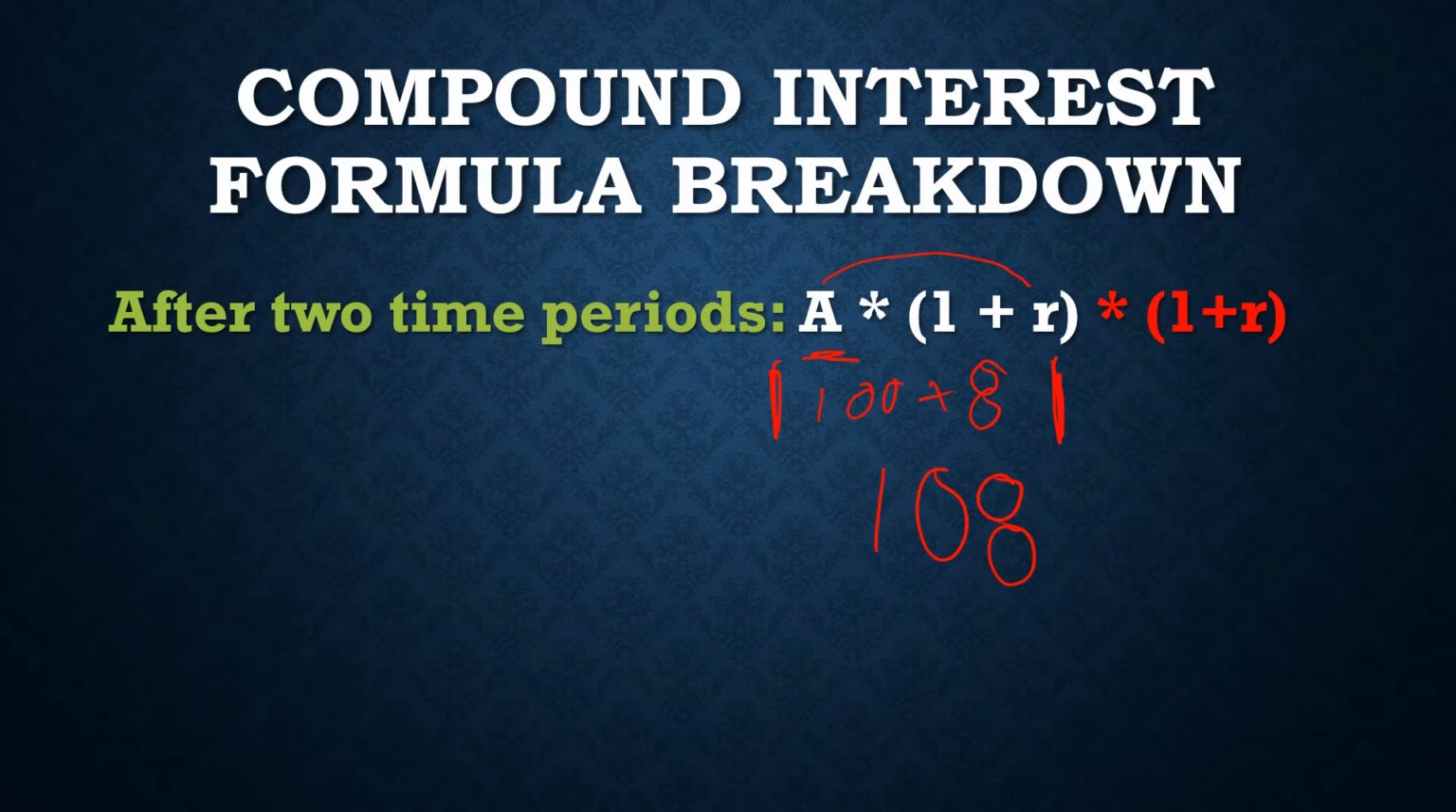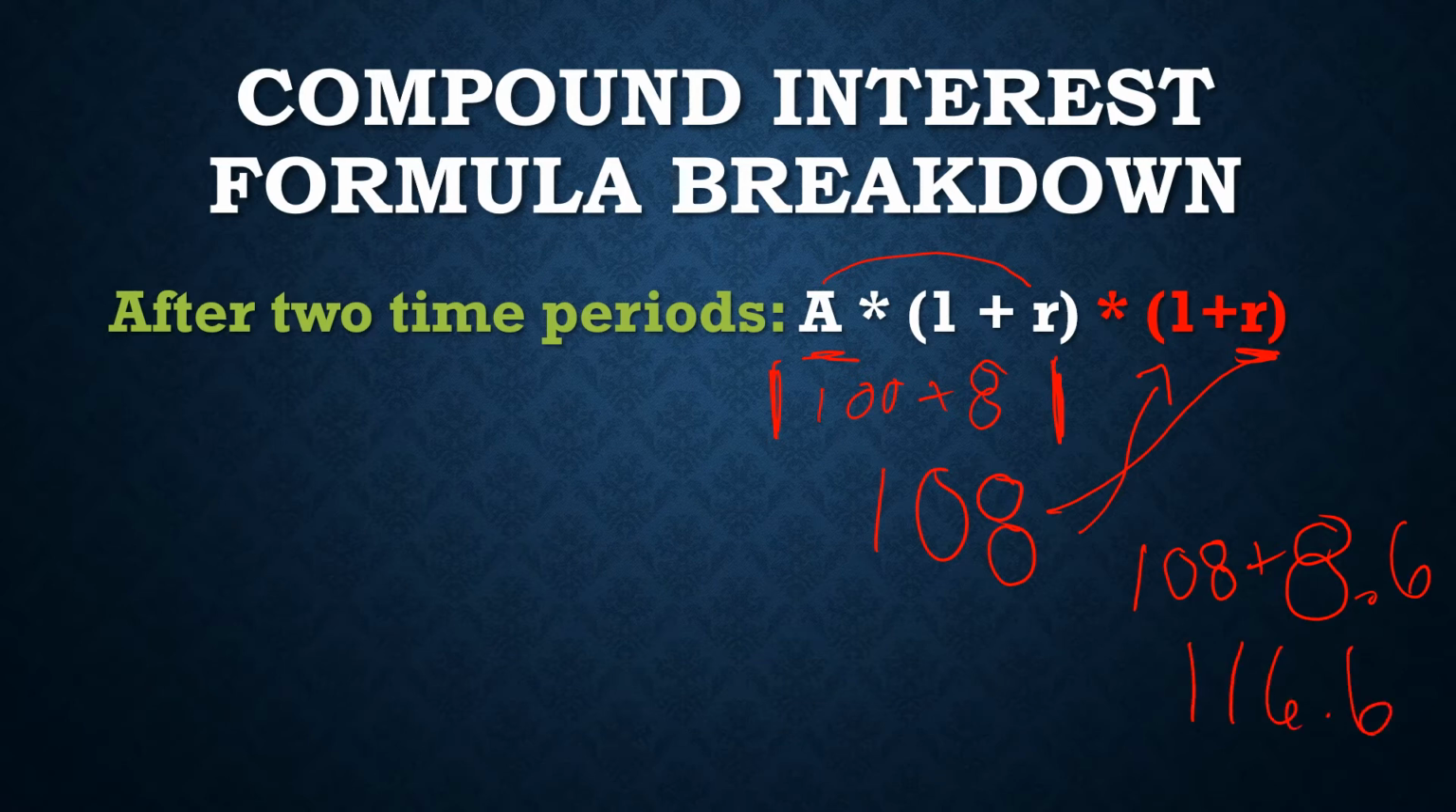Well, now what we can do is multiply this through by the rest of it, by (1 plus r). Well, 108 times 1 gives us 108 plus, we have to do 108 times the r. The r is the 8%. So 108 times the 8% gives us 8.6. And lo and behold, we get this 116.6, which is exactly what we said we should have after 2 time periods when we did it 1 at a time.